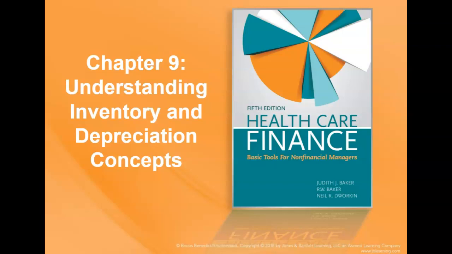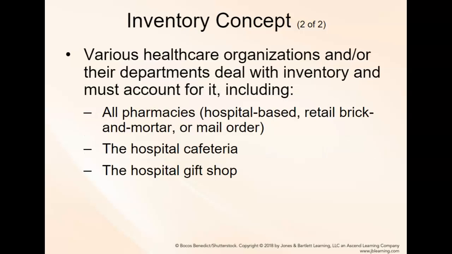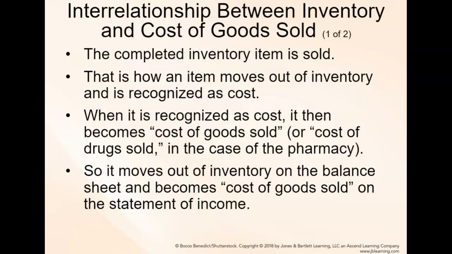So, we'll go through the PowerPoint and I'll reference the book a little bit here and there. Inventory concept. Inventory includes all the items that an organization has for sale in the normal course of its business. So that makes sense. It's the current asset. So it's what they have on hand, and you have to keep up with the inventory throughout the year. And some examples in healthcare would be what they have in pharmacies, medicine wise, the cafeteria with the food that they sell, and the hospital gift shop.